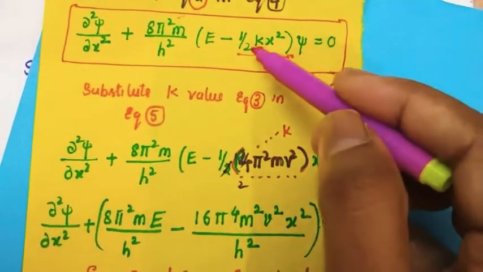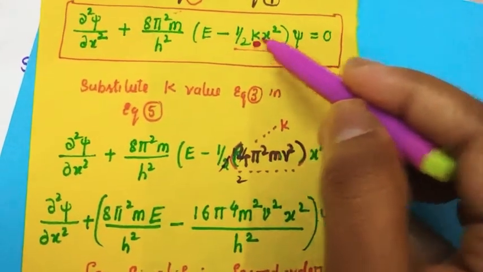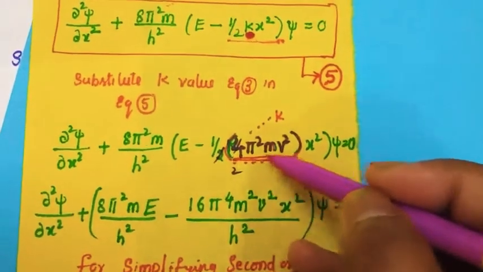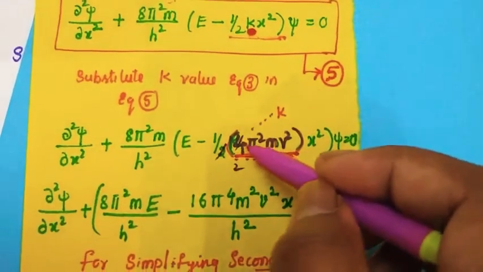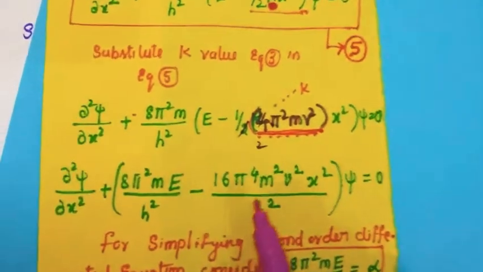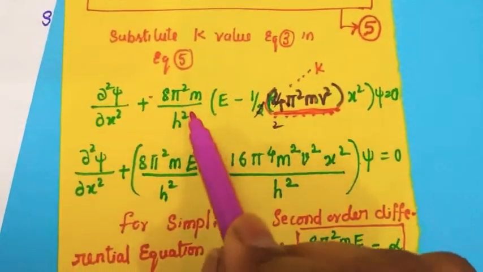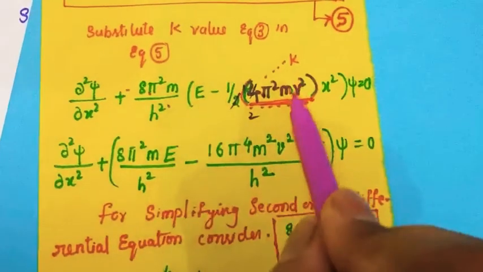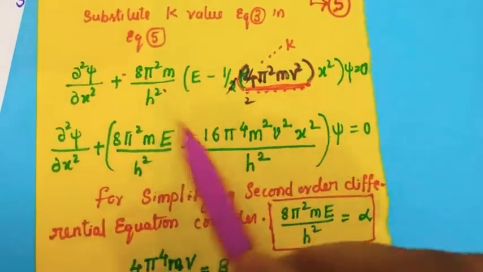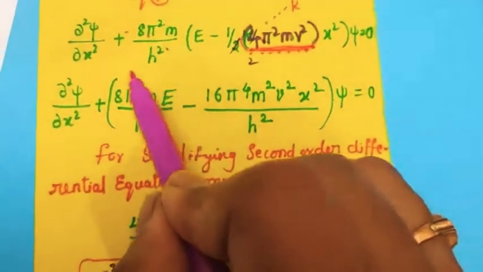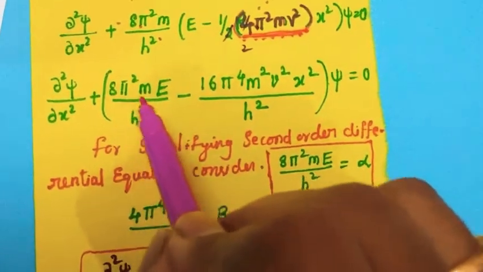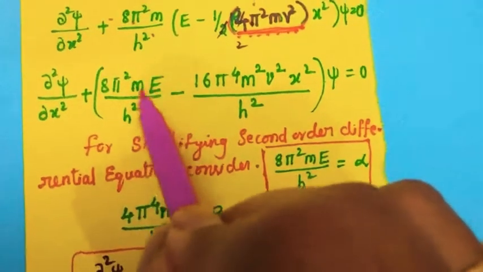Here you have to notice, instead of k we are going to substitute the equation 3 value, that is 4 pi square m nu square. If you multiply this term with the entire term, you will get this one. And here individually we are multiplying 8 pi square m upon h square with E and as well this one. So here, if you notice, this entire term becomes a constant, right? It will not change. Here 8 pi, m value, E value, h value, all are constants.